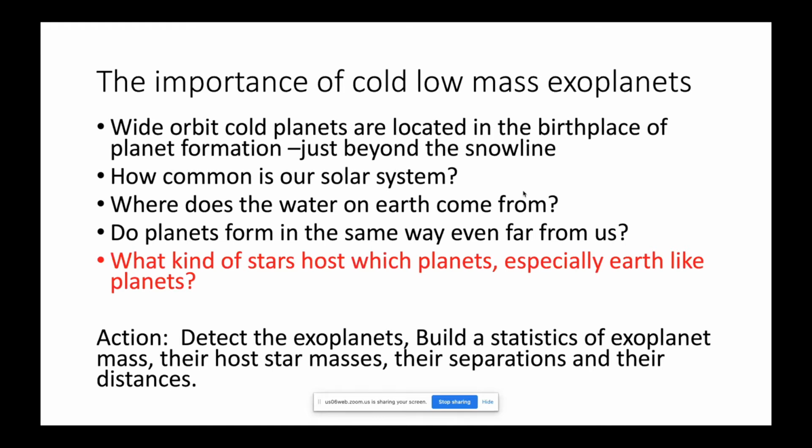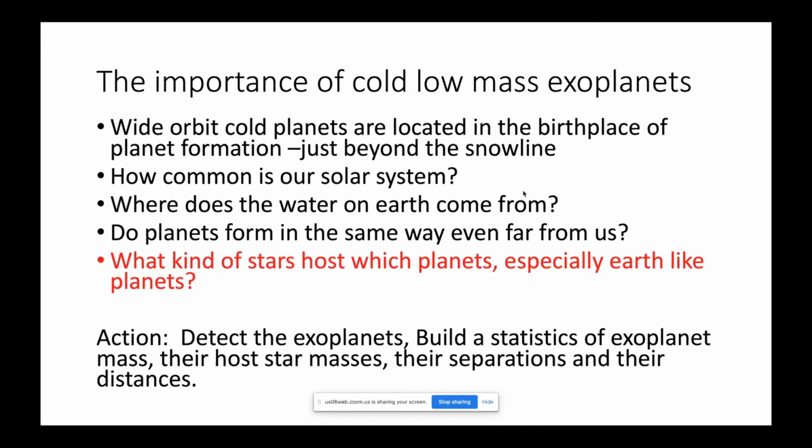Where does the water on Earth come from? A lot of theories already think that the water on Earth actually came from a lot of these cold planets that are beyond the snow line. And do planets really form in the same way, even far from us, like closer to the galactic center? Do these planets also form in the exact same way as they form just around us? And most importantly, for future missions, we would really like to know what kind of stars would host which kind of planets, especially when it comes to Earth-like planets, so that we know which kind of stars are more likely to have the next Earth 2.0.